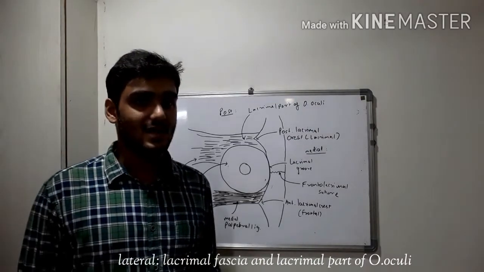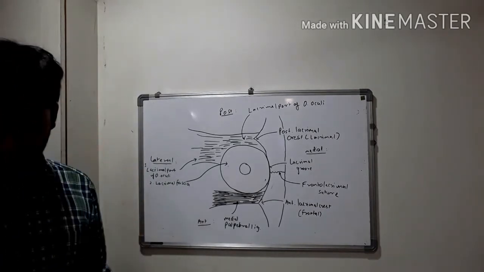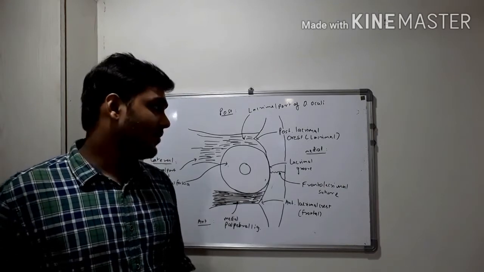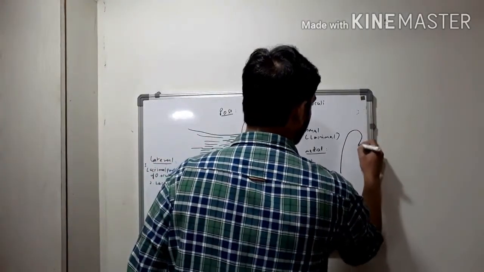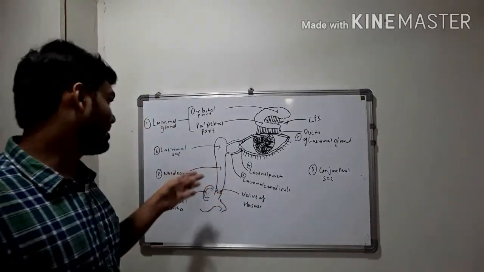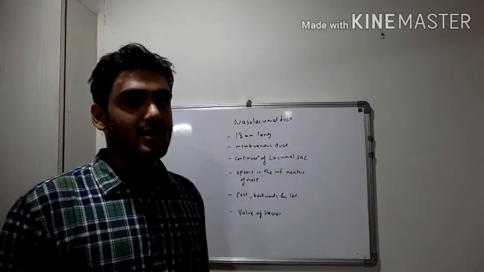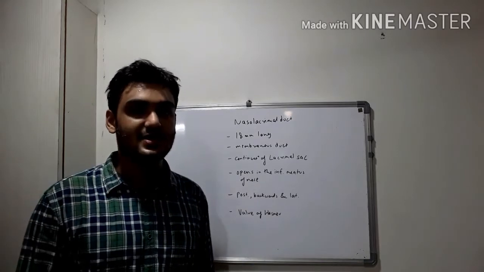This lacrimal sac is enclosed by the lacrimal fascia. The upper end of the lacrimal sac is blind, but the lower end continues as the nasolacrimal duct. The nasolacrimal duct is a membranous duct which is about 18 mm long, and it is the continuation of the lacrimal sac.